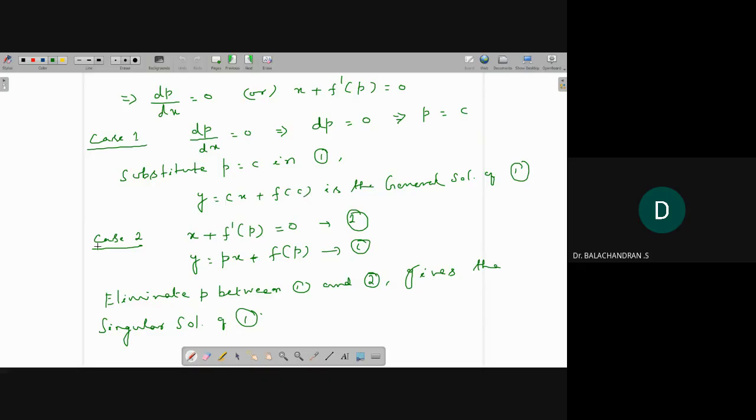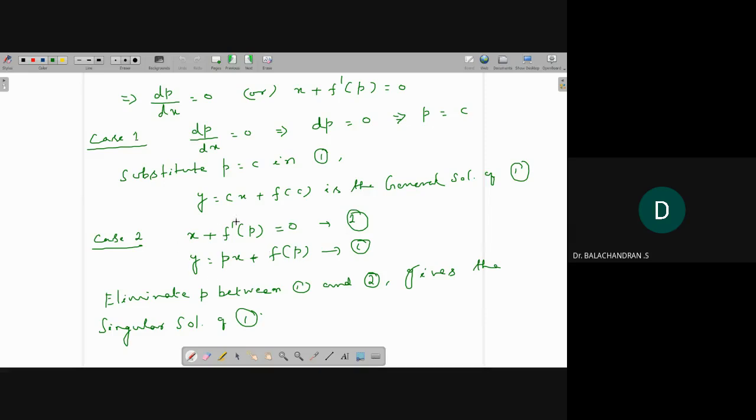So case 2. Suppose x plus f dash of p equal to 0. I will take this as equation 2. Equation 1 is nothing but the given equation, that is y equal to px plus function of p. Again, I will take that as equation 1. If you eliminate p from 1 and 2, it will give the singular solution. Okay, so this is one of the methods to find the singular solution.